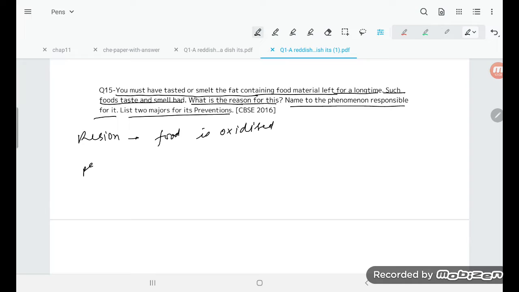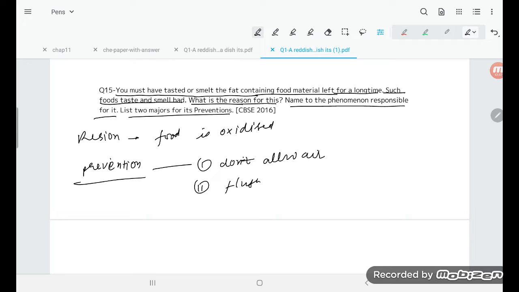Prevention: what are the preventions, student? Keep the food in an airtight container. Don't allow air. How can you not allow air? Put it into an airtight container. Flush the food with what, student? N2 gas, nitrogen gas. Okay, these are the answers.